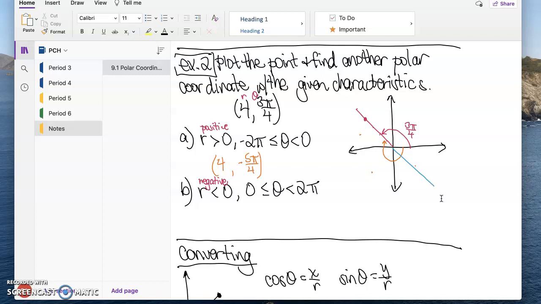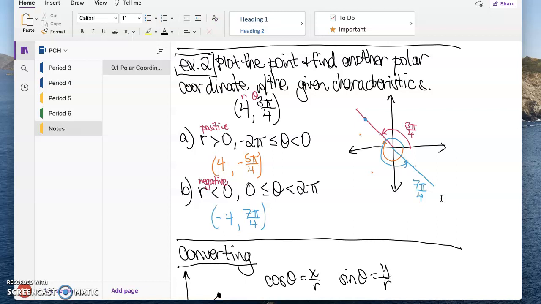So I need to count this one from the positive x-axis going counterclockwise. So I need to think that's in the 4th quadrant. So 1, 3, 5, 7. So this is 7 pi over 4. And then the negative radius means I counted out 1, 2, 3, 4, but I flipped it over there. Okay, so negative 4 is my radius.